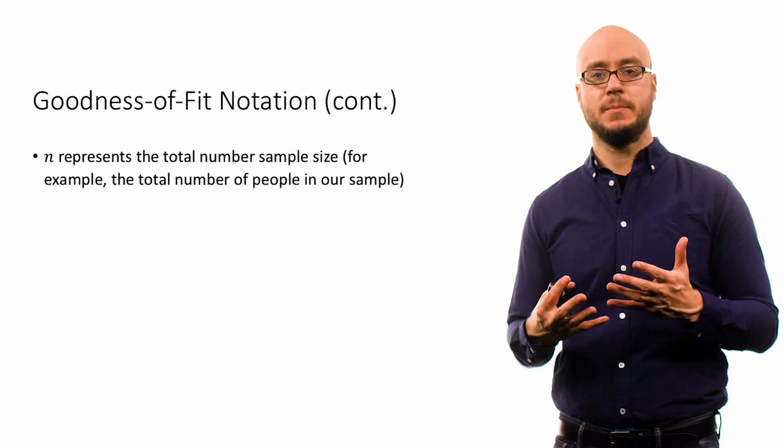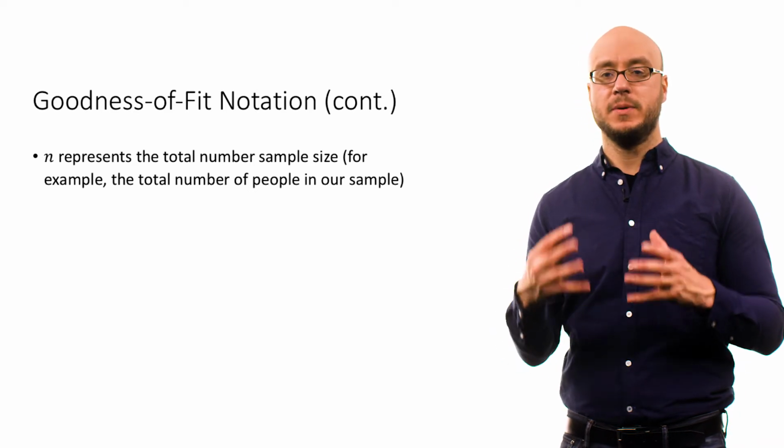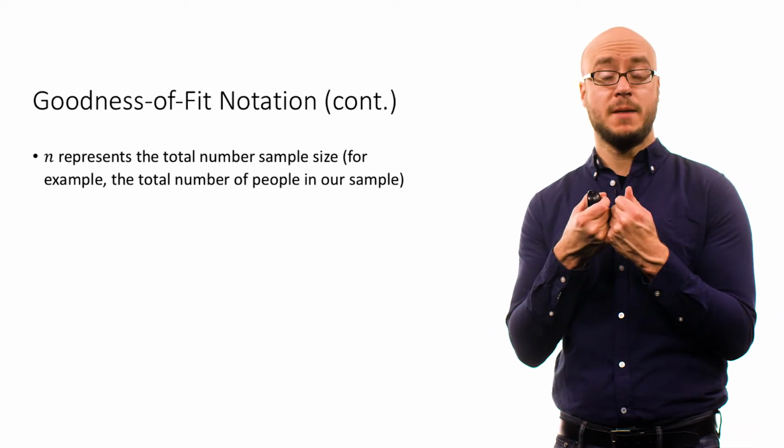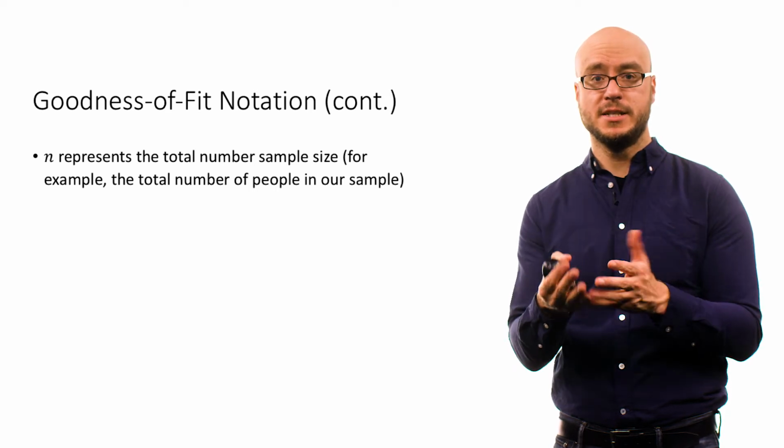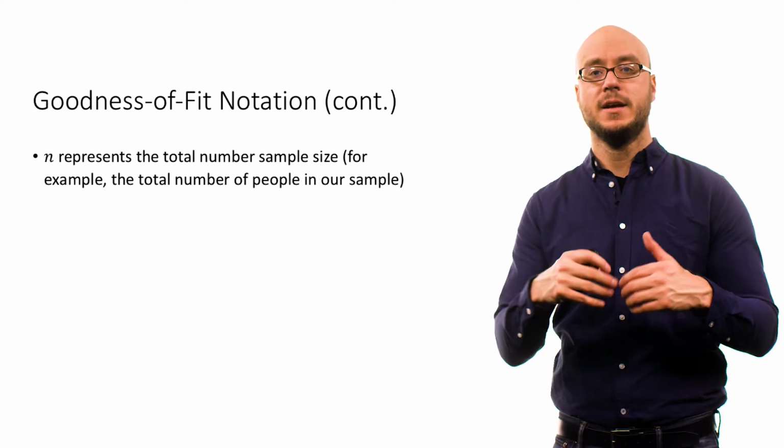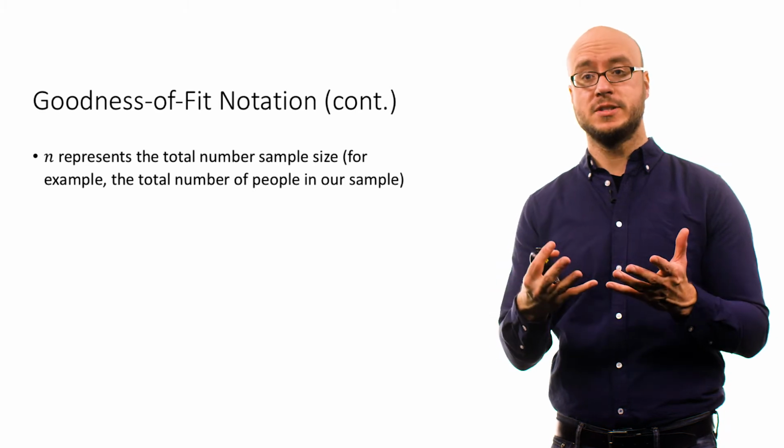We also like to refer to n. It represents the total sample size. This is lowercase n. Keep in mind, this is because we're working with a random sample from a population. For sample sizes, we typically like to use lowercase n. If we have a population, we like to use capital N.